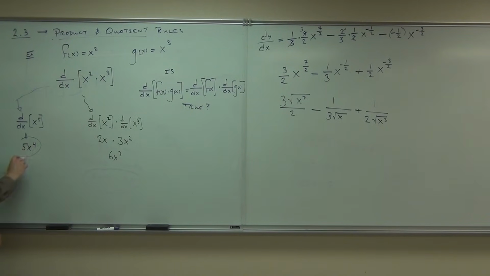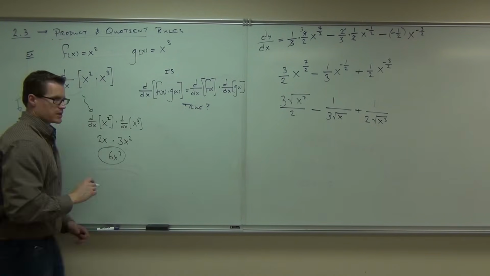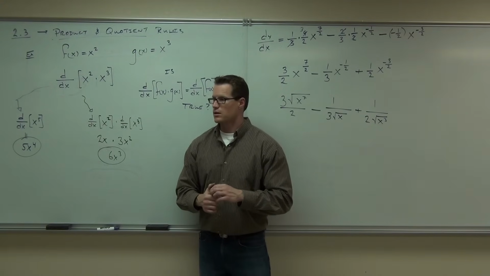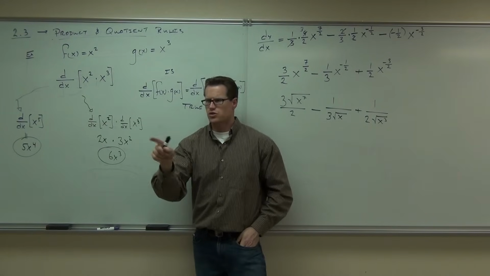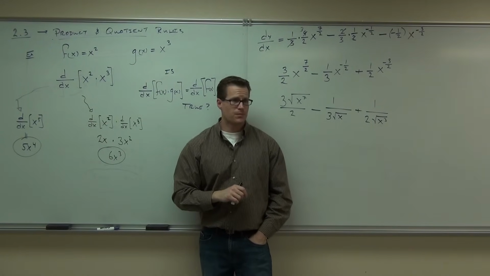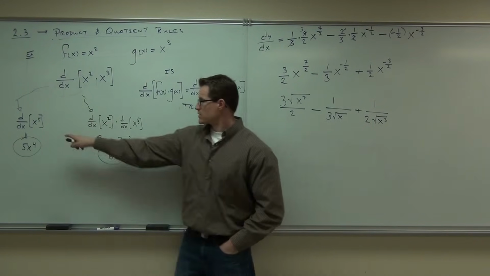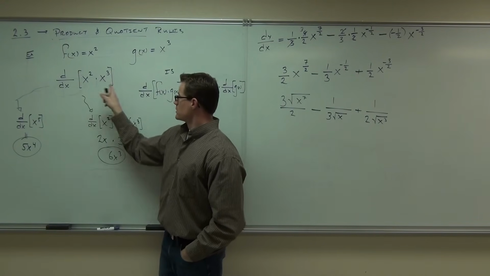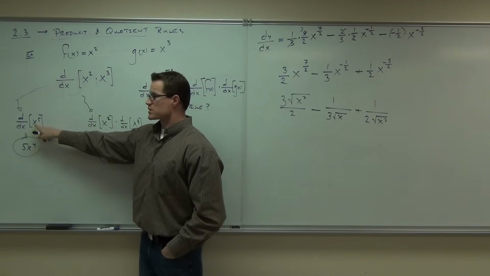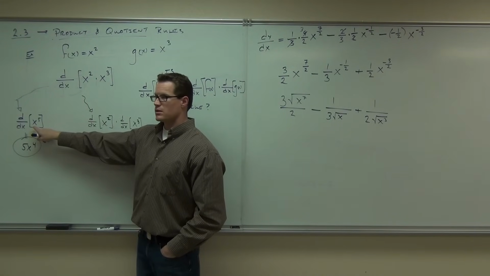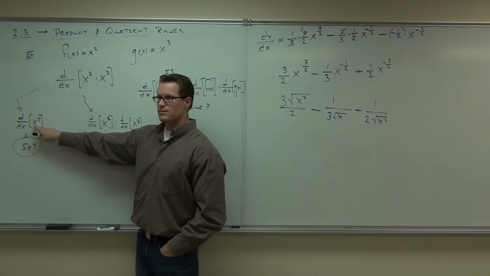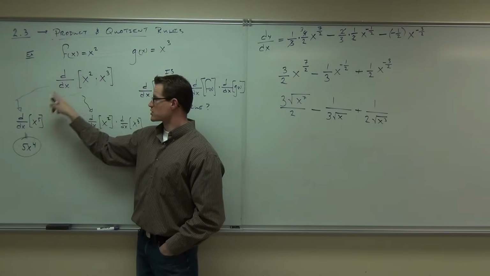Okay, we got two different answers. Which one is right? 5x to the fourth or 6x to the third? You should know right now which one is right. Is this for sure equal to x to the fifth? Every time. Do you know how to take the derivative of x to the fifth? We know for sure that this way was right.